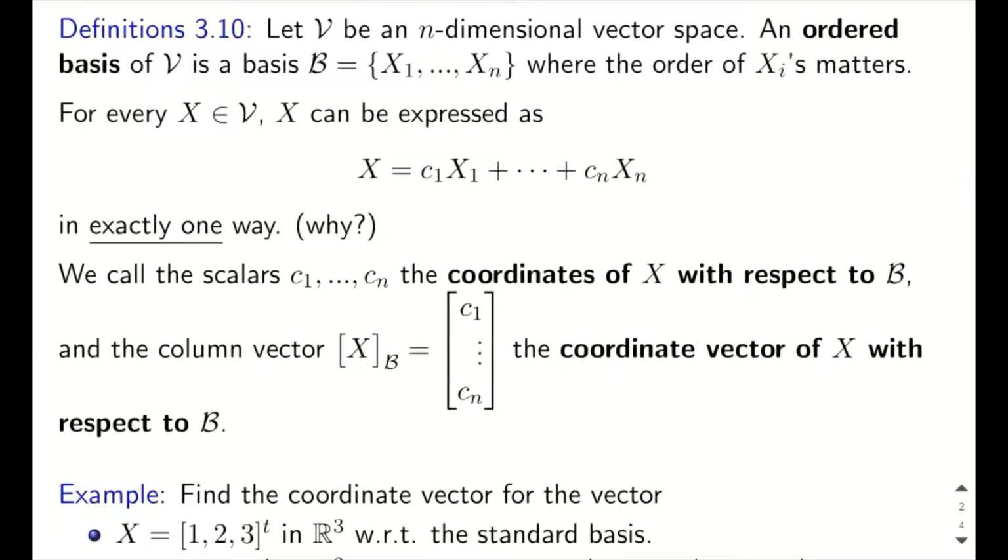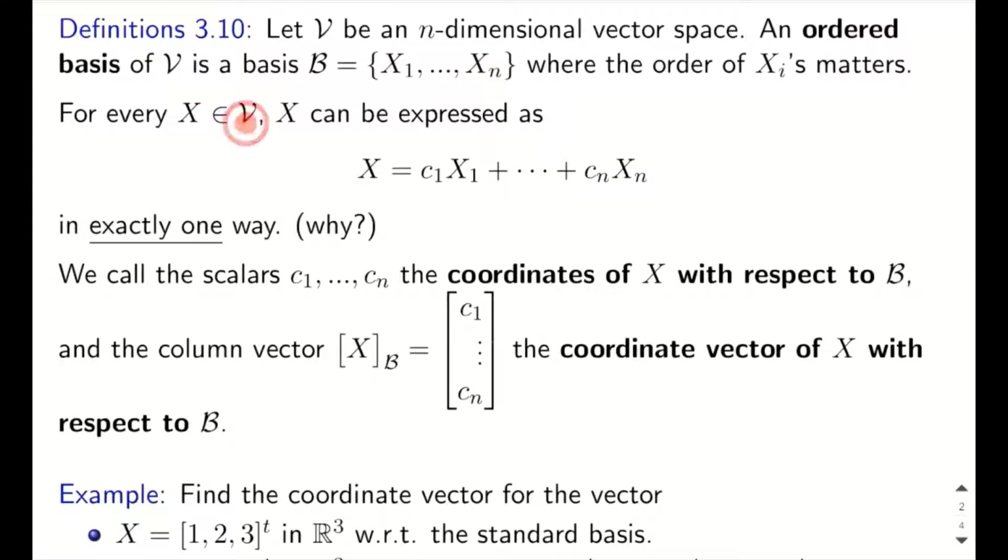First definition here. If V is an n-dimensional vector space, an ordered basis of V is actually just a regular basis, being independent and spanning the whole vector space V. The only difference is that now the order between x1 and xn really matters. So that means if you switch x1 and x2, you will have a different ordered basis.